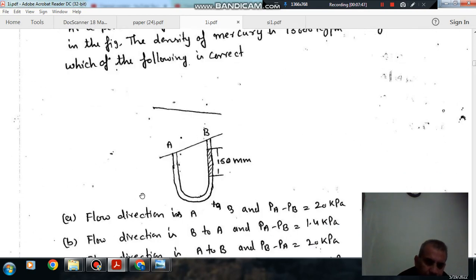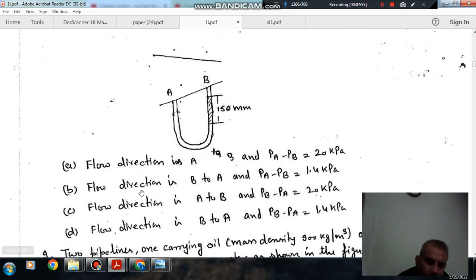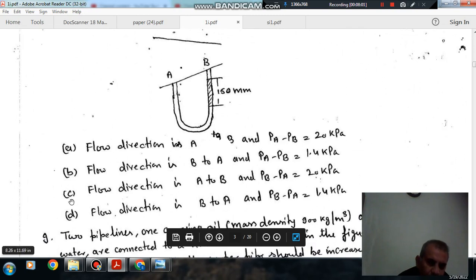So this is A, this is B. Option A, flow direction is A to B and PA minus PB is 20 kPa. Option B, flow direction is B to A and PA minus PB is 1.4 kPa. Option C, the flow direction is A to B and PB minus PA is 20 kPa. Option D, the flow direction is B to A and PB minus PA is 1.4 kPa.